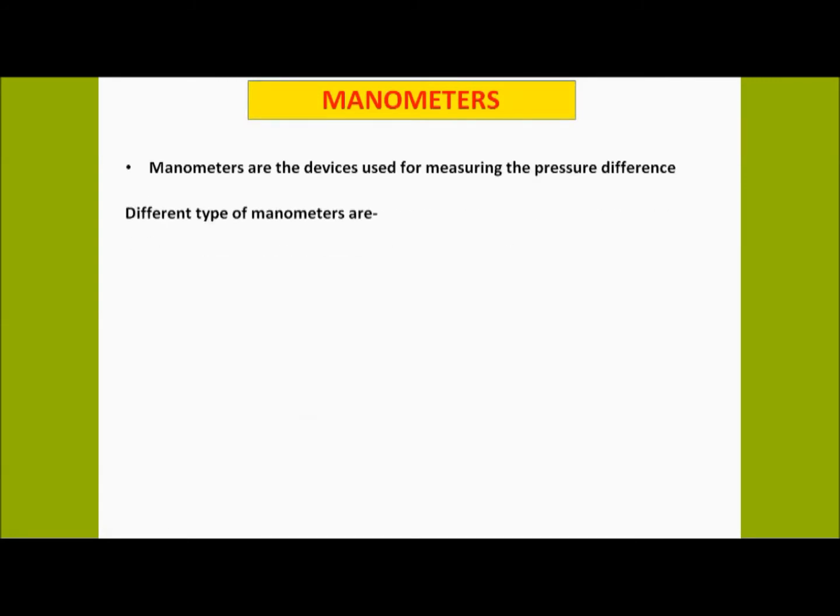Clear? So next is manometers. What are manometers? Manometers are devices used for measuring the pressure difference between 2 points. Different types of manometer are used in pharmaceutical engineering: the simple manometer, the differential manometer, and the inclined manometer. These 3 types are very commonly used in pharmaceutical engineering.